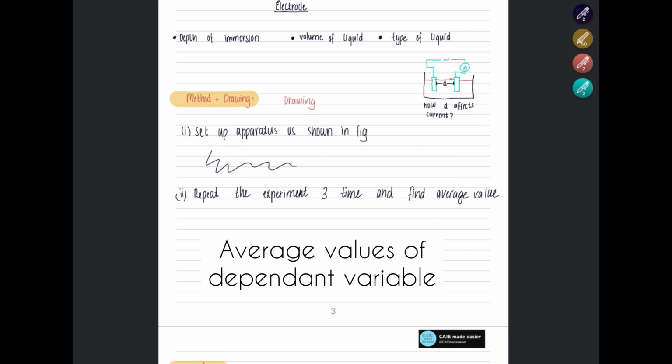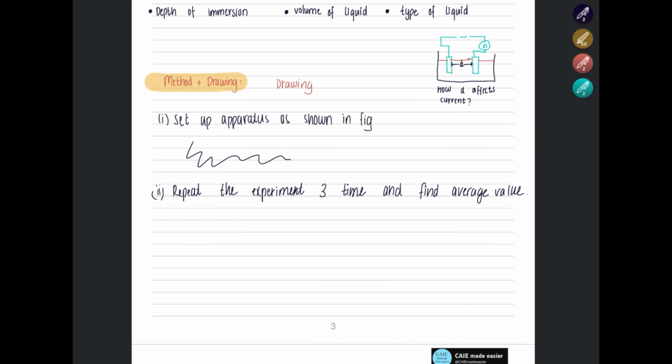The next step would be, you can also include some precautions. For example, avoid parallax error, avoid zero error. And then finally, you will plot a graph of both values and compare the results. If applicable, you will also write the formula. So this depends on every question.